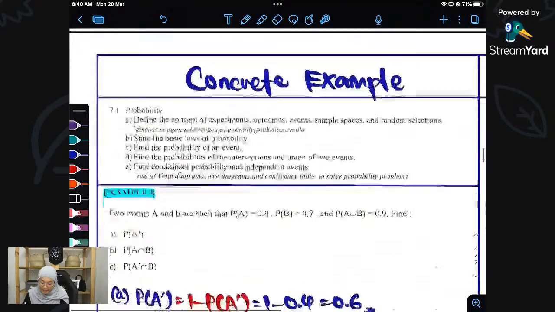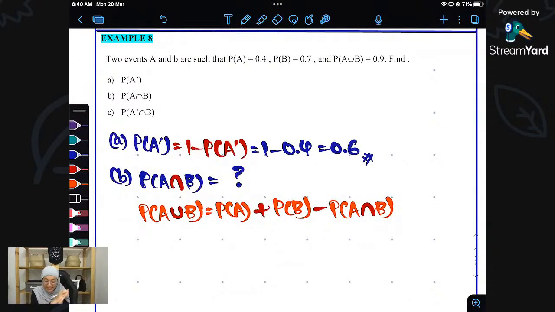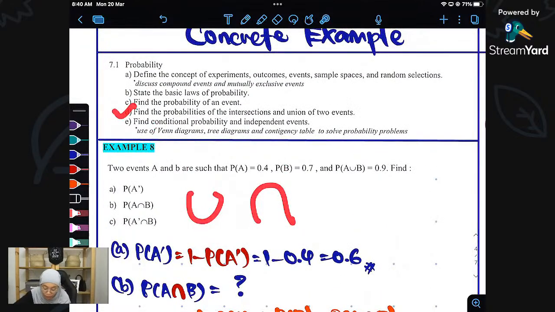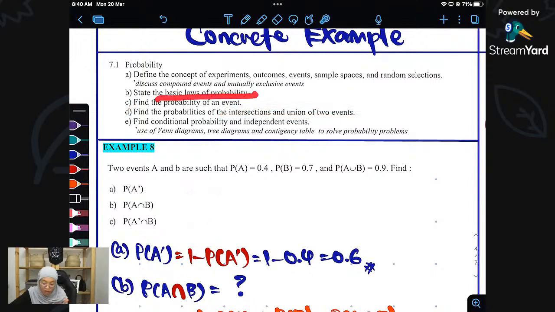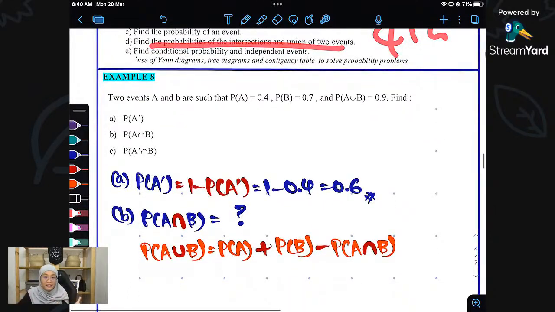Okay, now let's continue to the union and intersection. So we are now already at the fourth goal, you know that? Sangat cepat kan? Kita sudah pun belajar the basic law of probability. Kita sudah pun belajar how to find the probability of an event just now. So we are now already at the fourth goal to find the intersect and the union, you know.